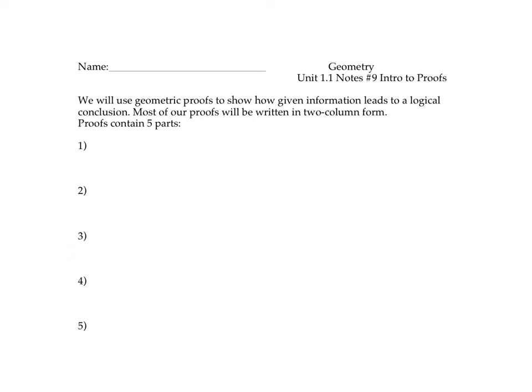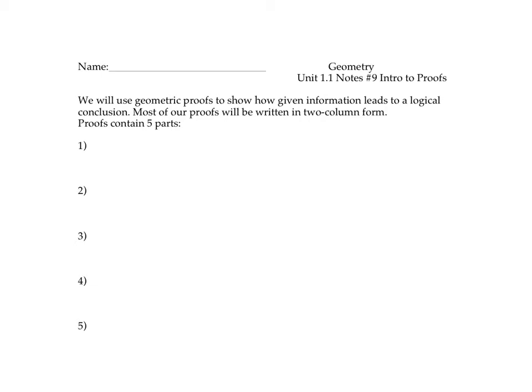Today's lesson from Unit 1.1 is an introduction to writing proofs. We use geometric proofs to show how given information, whether it's from a diagram or another source, leads to a logical conclusion. And we do a proof through a series of statements and reasons.